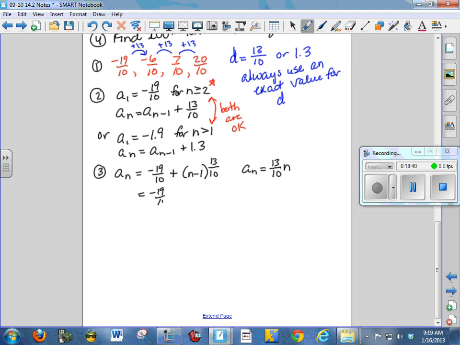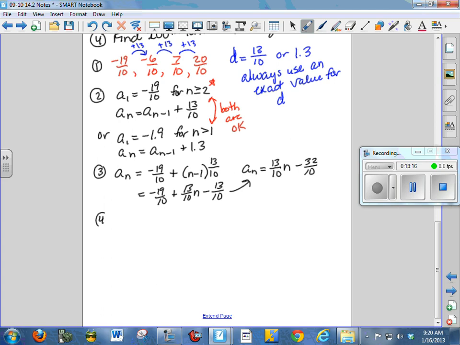Negative 19 tenths plus 13 tenths n minus 13 tenths. So negative 19 plus negative 13 would be my y-intercept. That would be negative 32 tenths. So that would be an alternate way to write it. I shouldn't erase that. Sometimes it's really easy to look and see what the y-intercept was. It wasn't as easy in this case.